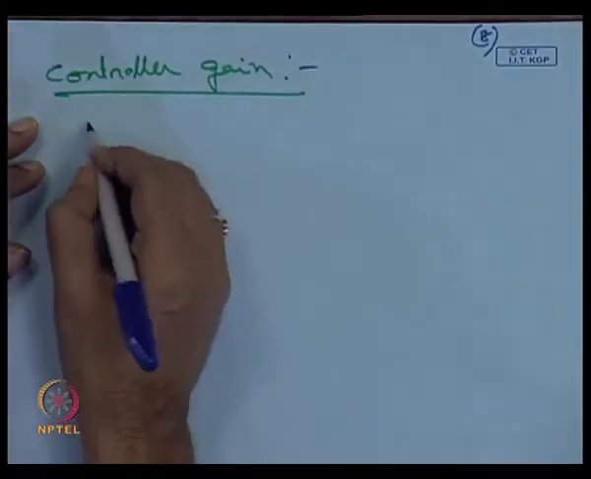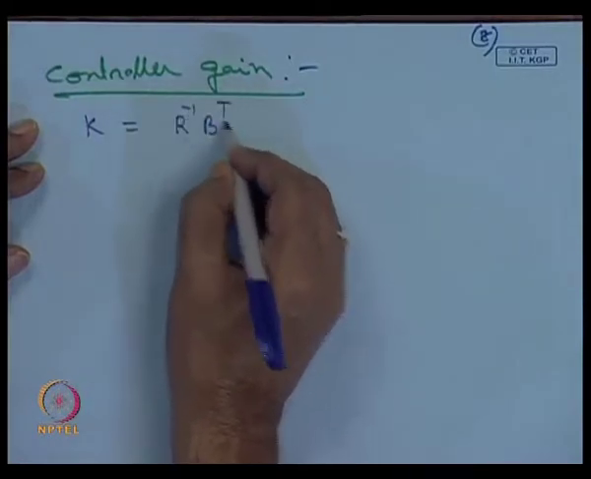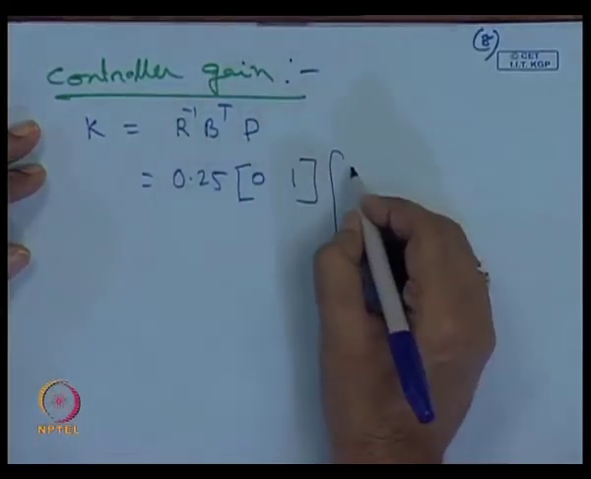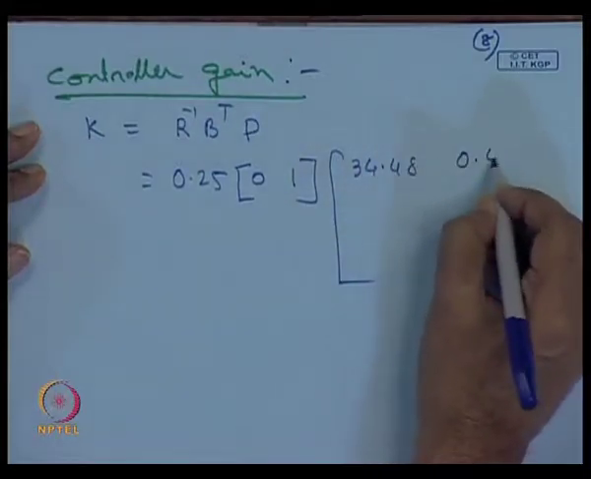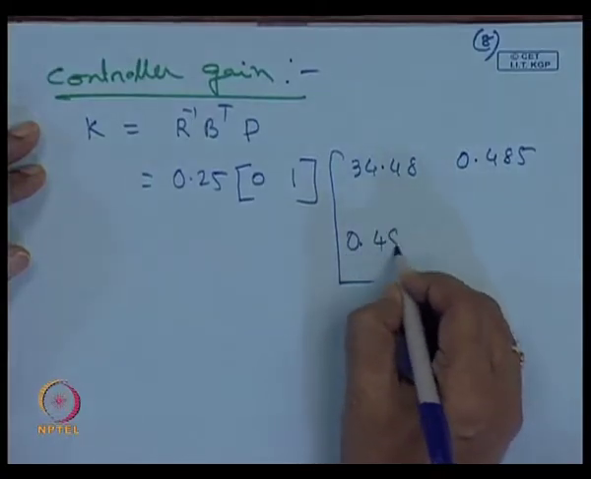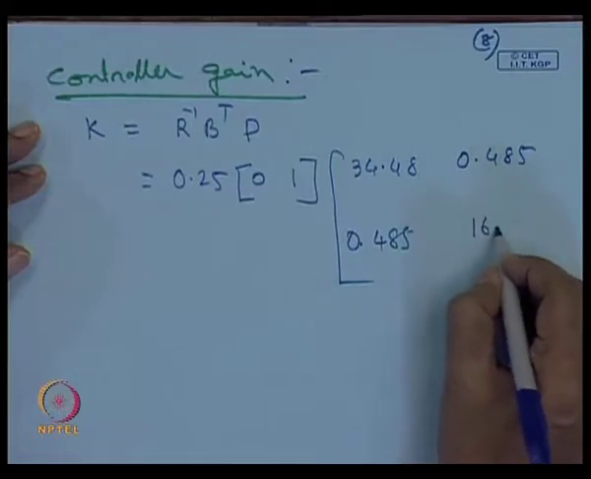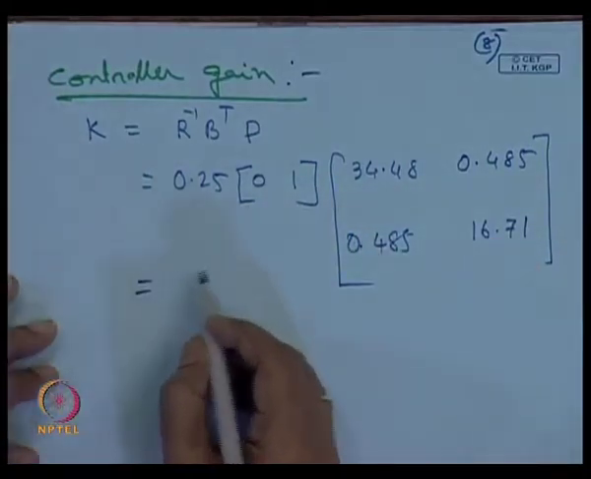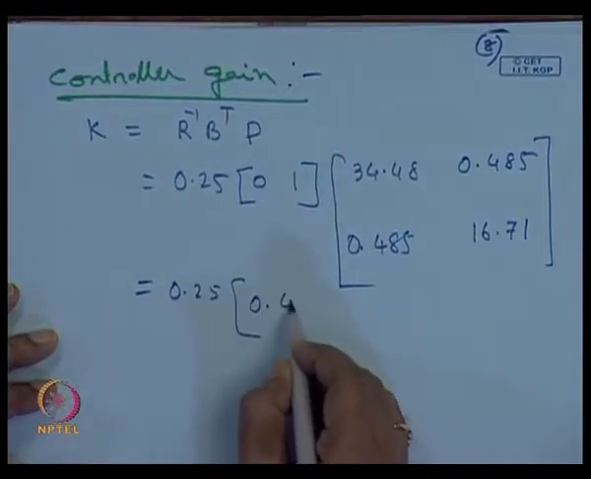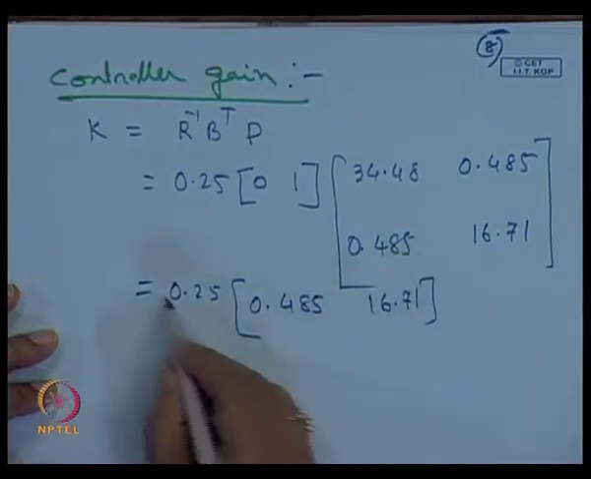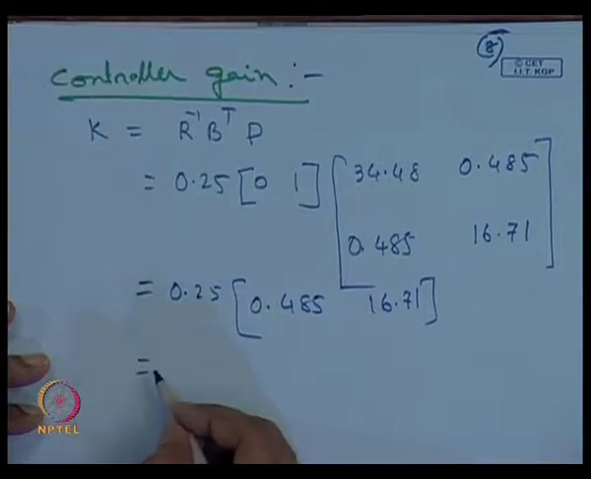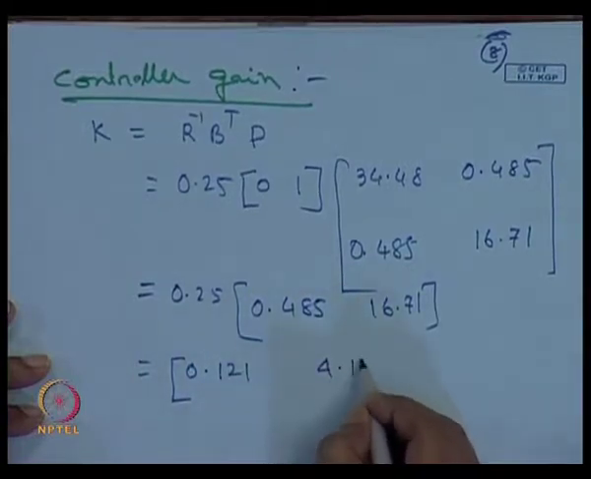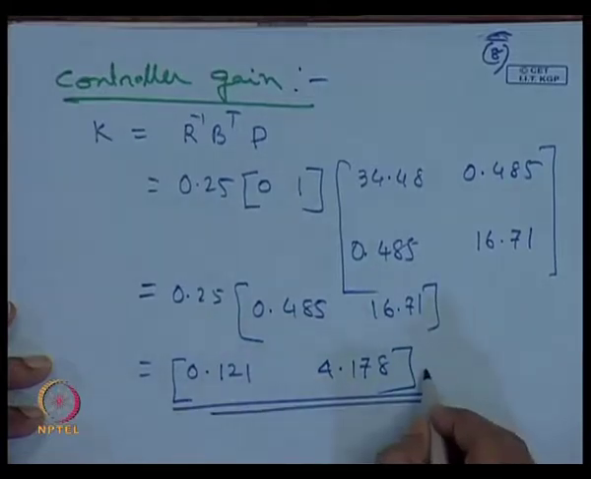So, the controller gain. You know K is equal to R inverse B transpose P. You just use the values, R inverse means 0.25, B is 0.1, and P is what we just got: 34.48, 0.485, 0.485, and 16.71. If you multiply, the last row will be reflected. So, 0.25 into the last row, 0.485, 16.71, or dividing each element by 4, you will get 0.121 and 4.178. So, this is the controller gain we got.